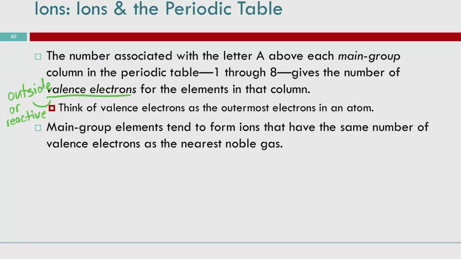So the reason that this helps us out now is that our main group elements, so remember that's things in the first 2 columns and things in the last 6 columns, tend to form ions that have the same number of valence electrons as the nearest noble gas. The nearest noble gas, just like exits on an airplane or a school bus, may be behind you, or maybe behind the element.